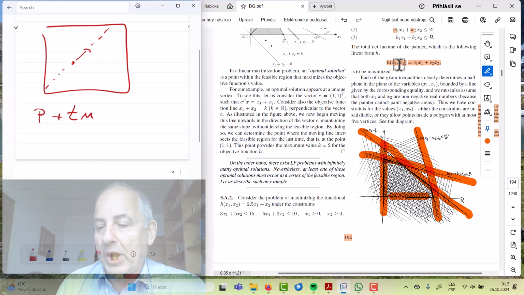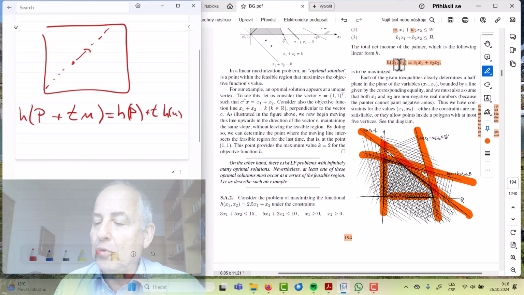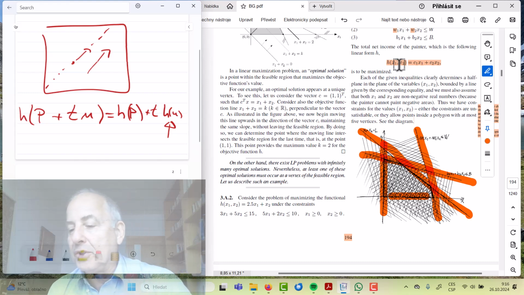And of course because the whole thing is linear, P in coordinates is again a vector, so H on that will be some constant value H of P plus T times the value H of U. And this one is the decisive part, because you see that it will be growing all the time this way if HU is bigger than 0, and it will be descending if it's less than 0.